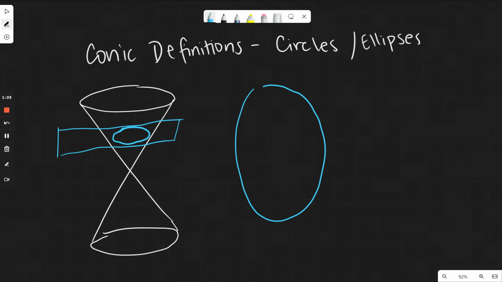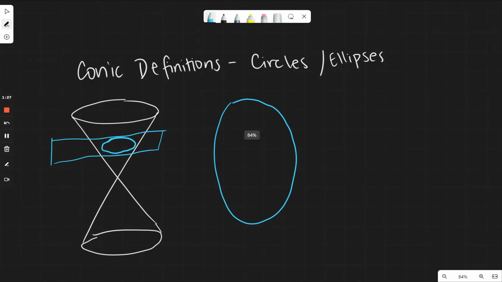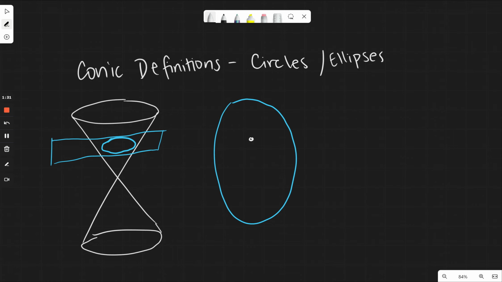Like so. And so the key features of the ellipse is you should definitely know the two foci. There are two foci. I looked it up before making this video. It's pronounced foci when it's plural. Yeah, I'm proud of that. There are two foci of an ellipse.